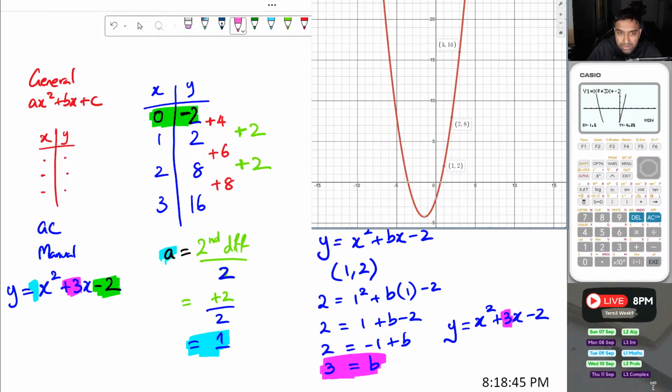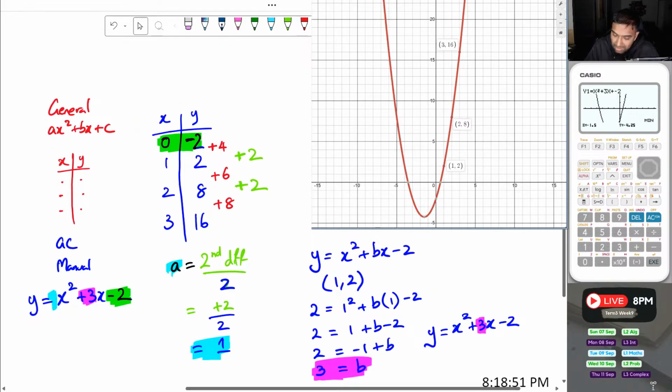So the manual way is a little bit longer, obviously, because it is called a manual way after all. But it does give you all the working that you need to do, and you can actually still pull it off.